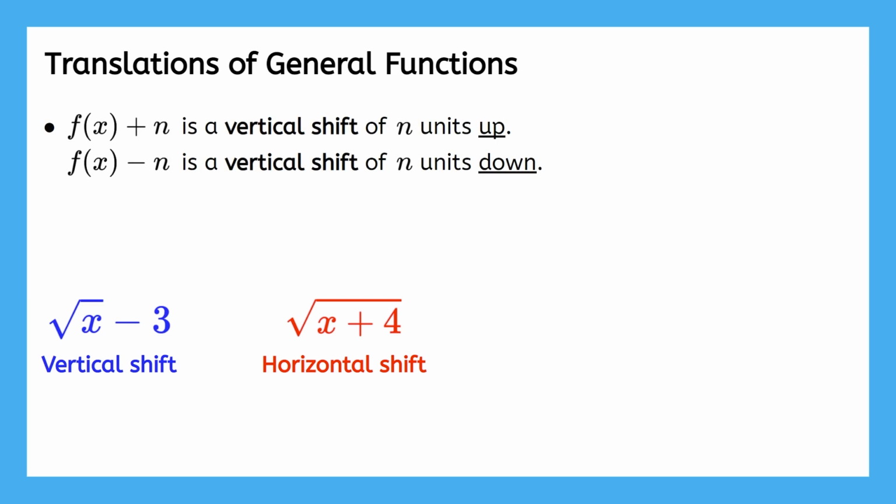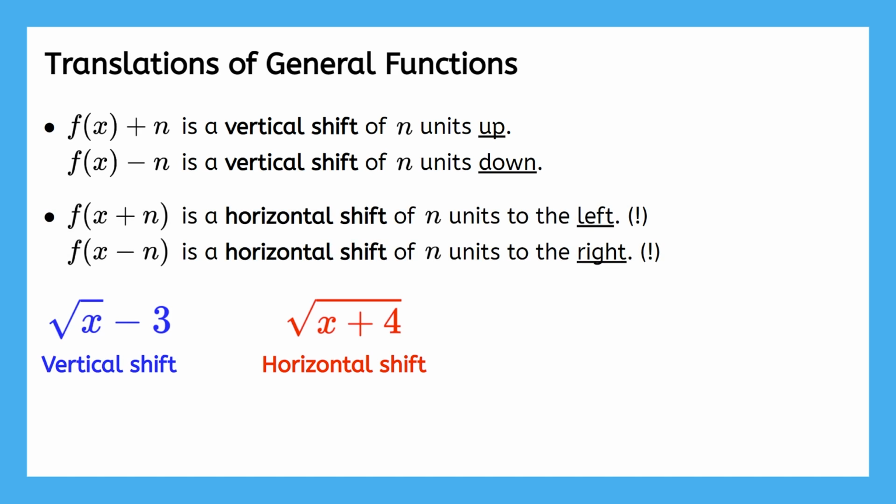A vertical shift is created by adding or subtracting a number from the function as a whole. A horizontal shift, on the other hand, is created by adding or subtracting a number from x specifically wherever it appears in the function. To perform a horizontal shift, you have to replace any x's with x plus n or x minus n. In our square root example, that was the difference between adding or subtracting outside of the square root versus adding or subtracting inside the square root. How do you think we'll represent this difference between horizontal and vertical shifts when the parent function is 1 over x?